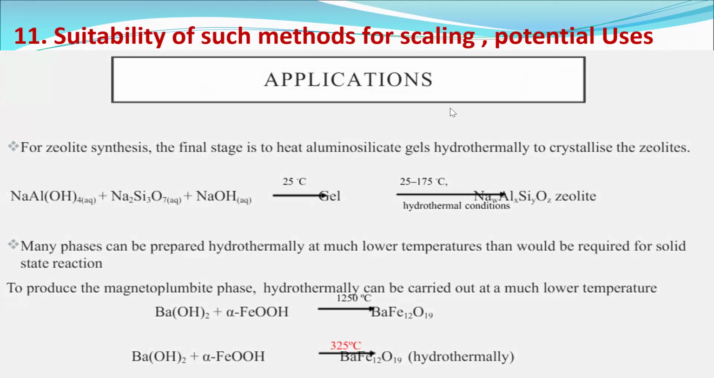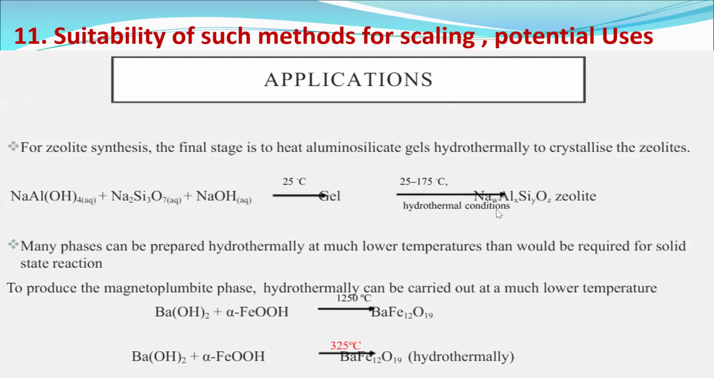These are all actually for preparation of nanomaterials. What sort of method can be used? What sort of method will be used based on the type of application? So for zeolite synthesis, for example, the final stage is to heat aluminosilicate gels hydrothermally to crystallize the zeolites. So this is the chemical reaction generally used for zeolite synthesis.